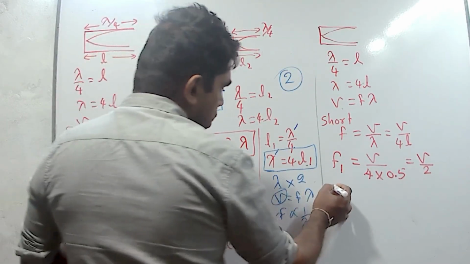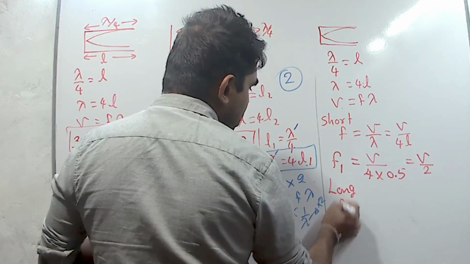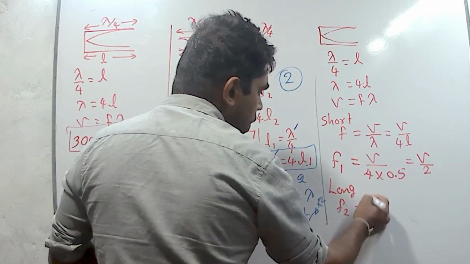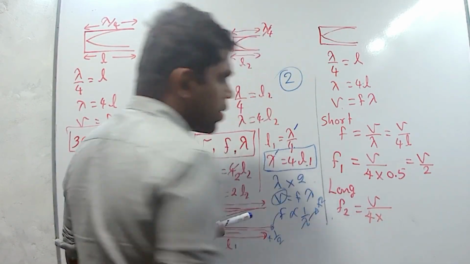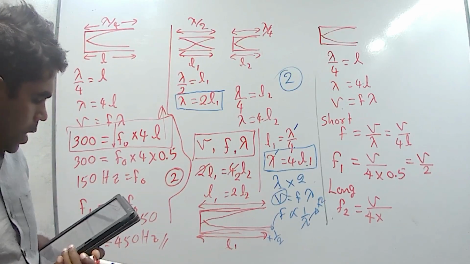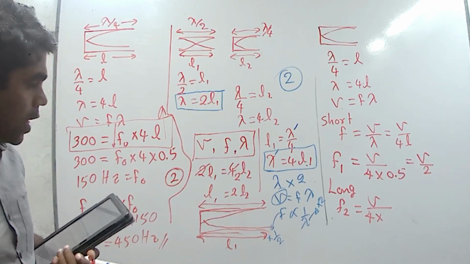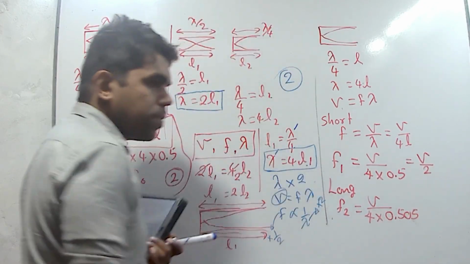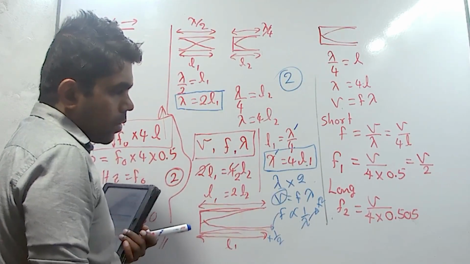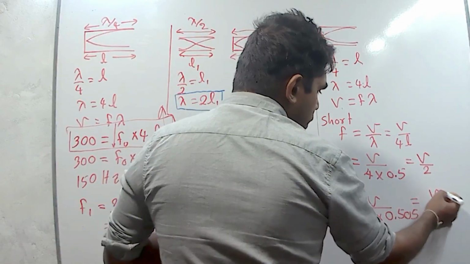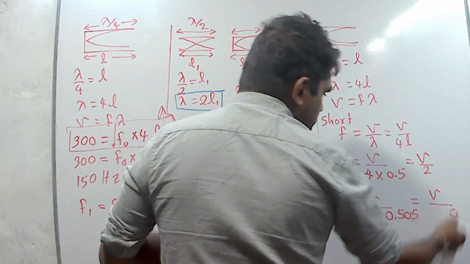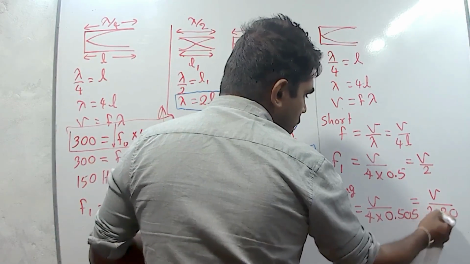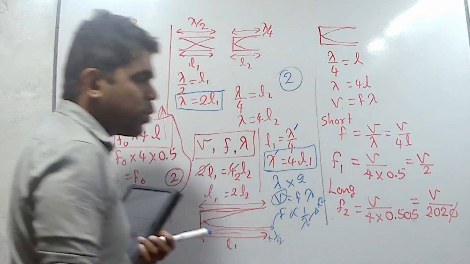Then for the long tube, we can use the same relationship. For the frequency F2, we can get F2 is V divided by 4 times the length of the tube, which is 50.5 centimeters. It means 0.505 meters. Then we can get V divided by 4 into 0.505, which is 2.02. We have to separate 3 decimal places, 2.02.